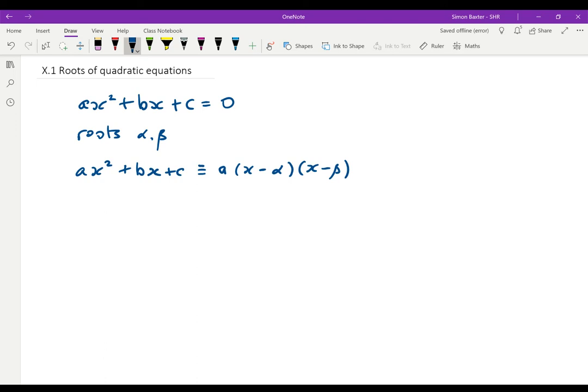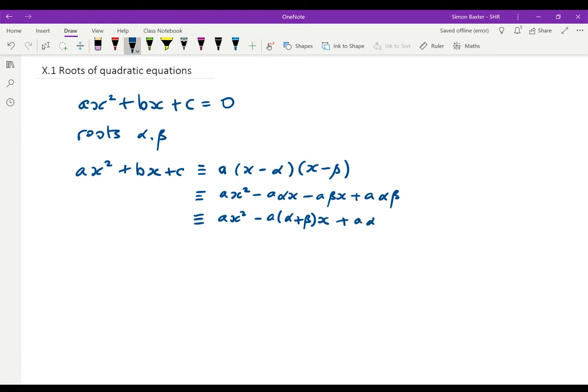If we multiply this out, we will get ax squared minus a alpha x minus a beta x plus a alpha beta. Well, let's just sort that out a little bit. Ax squared minus a times alpha plus beta times x. Just have a look at that. If you multiply it out, you get the line above, so that's all right.